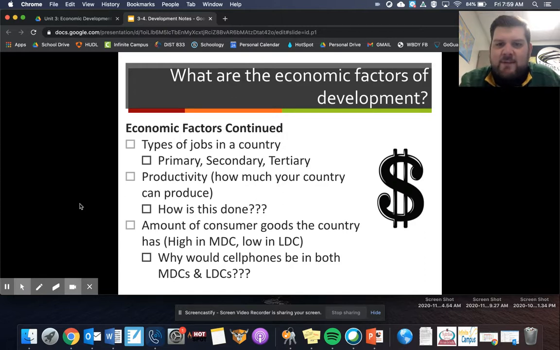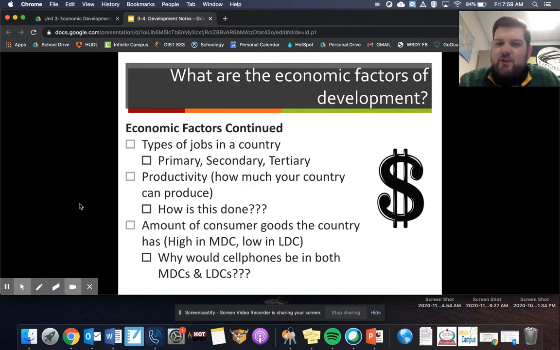Okay. Some more economic factors that determine development. The types of jobs that are in your country determine how developed it is. Okay, so we have 3 different types of jobs: primary, secondary, and tertiary. And we'll talk about those, I think, on the next slide.